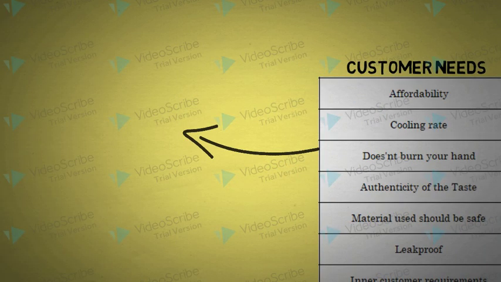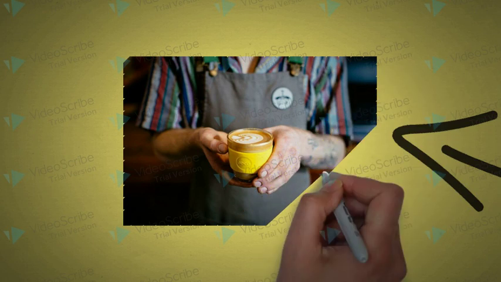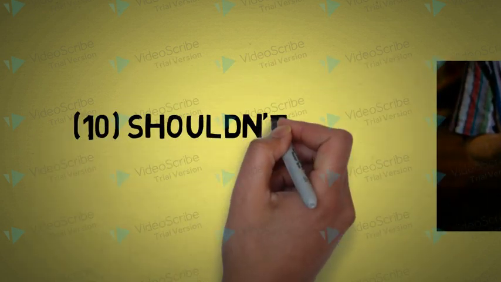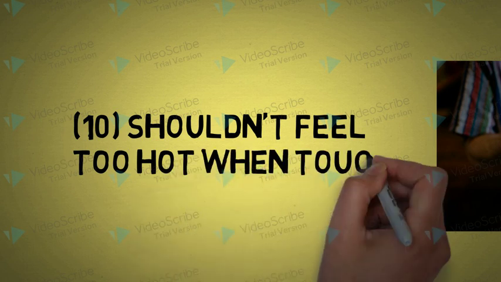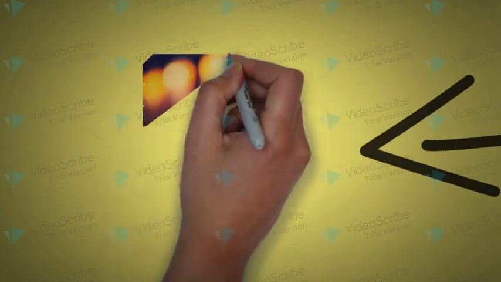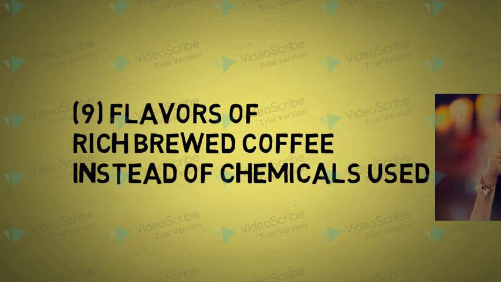For the next requirement in the table, nobody wants to be hurt by the hot coffees, so we think the importance of this requirement is 10. Fourth is tasty. The new materials of the coffee cups must not affect the taste of the coffee.